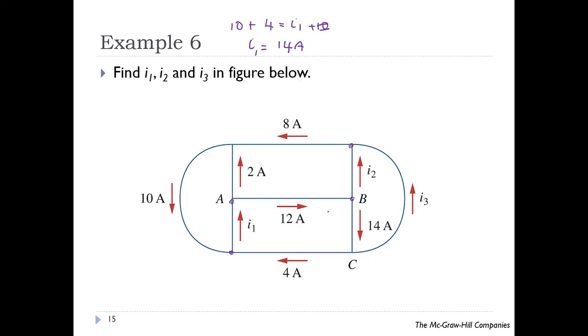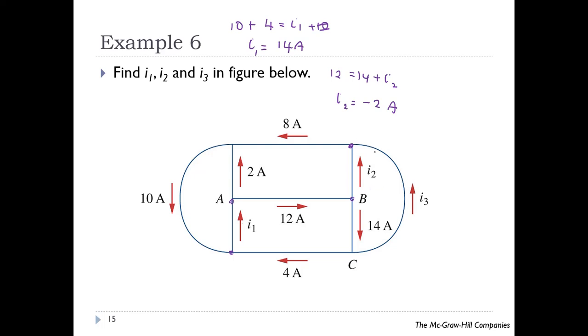For the case of current I2, let's solve. Let's choose the B node, because if you choose this node, you have two unknowns, your I2 and I3, so it will be more difficult. So if you choose node B, you only have one unknown. So for this node B, current entering is 12, current leaving equals 14 plus I2. So I2 equals minus 2 ampere.